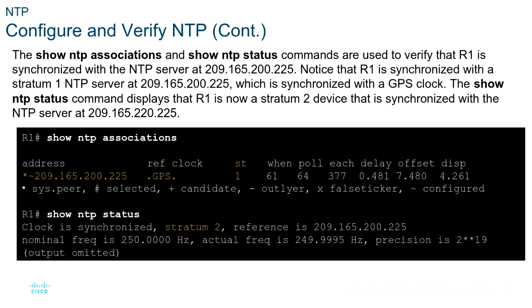So we can verify this NTP configuration. We can type show ntp associations. In this printout, he's showing us that 209.165.200.225 is the reference clock that he's synchronized to. And when he types the command show ntp status, it shows us that the clock is synchronized and that it has a certain amount of precision.